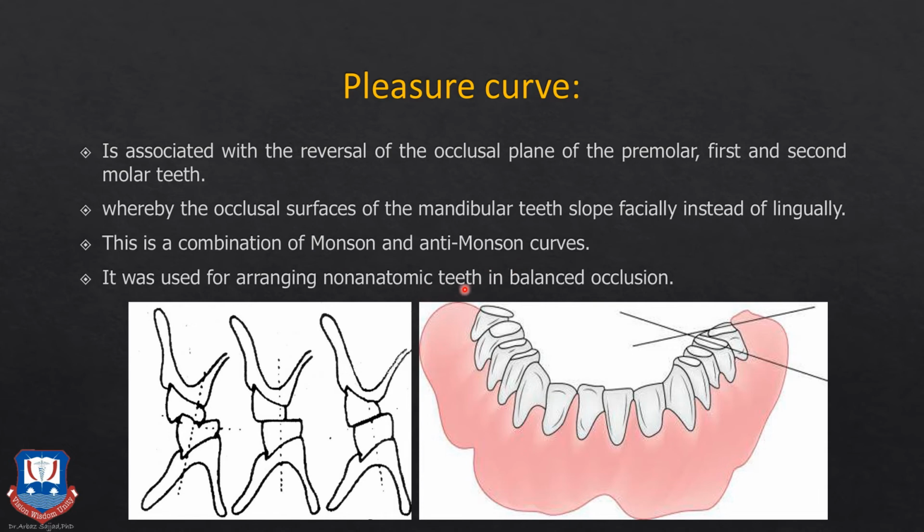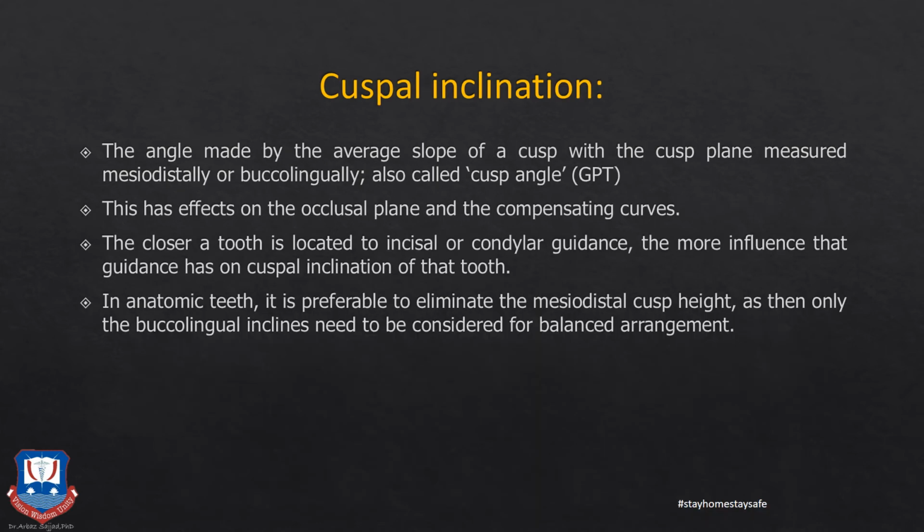It is used for arranging, as I mentioned, non-anatomic or 0 degree teeth in a balanced occlusion. Now coming to the last factor, that is the cuspal inclination. Cuspal inclination is the angle made by the average slope of the cusp with the cuspal plane measured mesiodistally and buccolingually, and it is also called the cuspal angle.